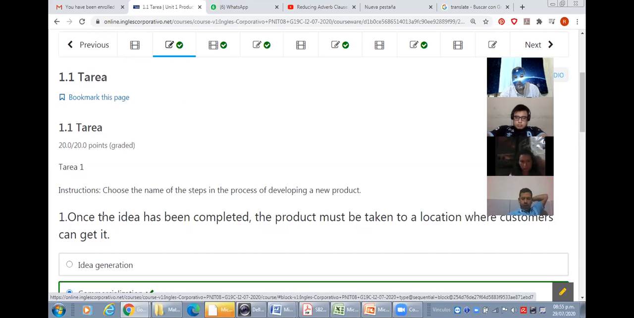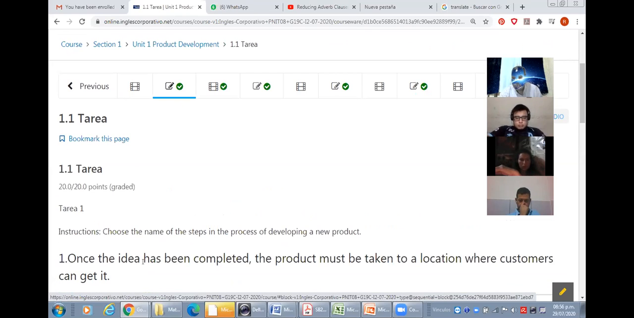This is the homework. Once the idea has been completed, the product must be taken to a location where you can get it. What is that? Idea generation or commercialization? So you have to click commercialization. Okay, so you click that. Is that clear? That is for the first session. Okay, so you have to do your homework today, okay? Well, tomorrow. That is homework number one.